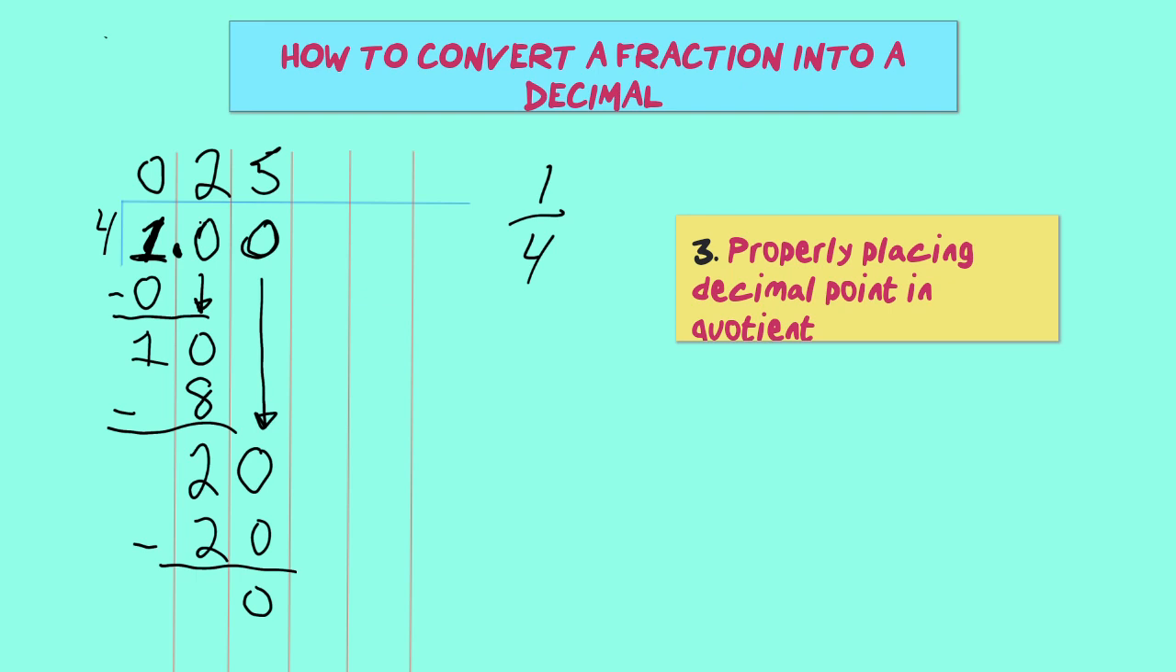All right. And like I said before, this is our quotient, the answer to our division problem. Our decimal point in our quotient is going to line up with the decimal point in our dividend. All right. And so our decimal point is going to go right here. And so 1/4 as a decimal is 0.25.